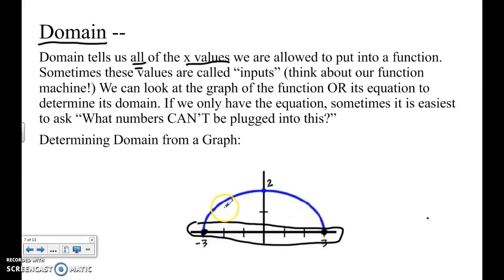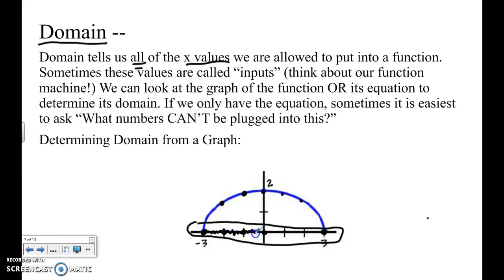Now, do all these other points have a graph? Like if I look at -2, I can see there's a point right there for -2, so I know it exists right there. At -1, there's a point right there, so it exists right there as well. At 0, it exists at 2. When I look at 1, it exists here. When I look at 2, it exists right here. And all the points exist in between.